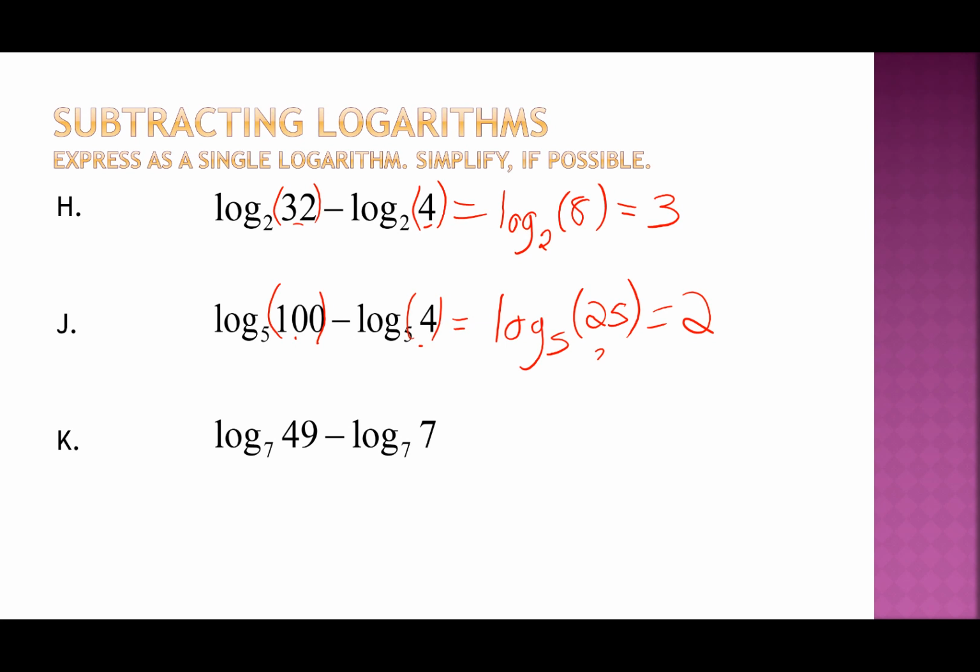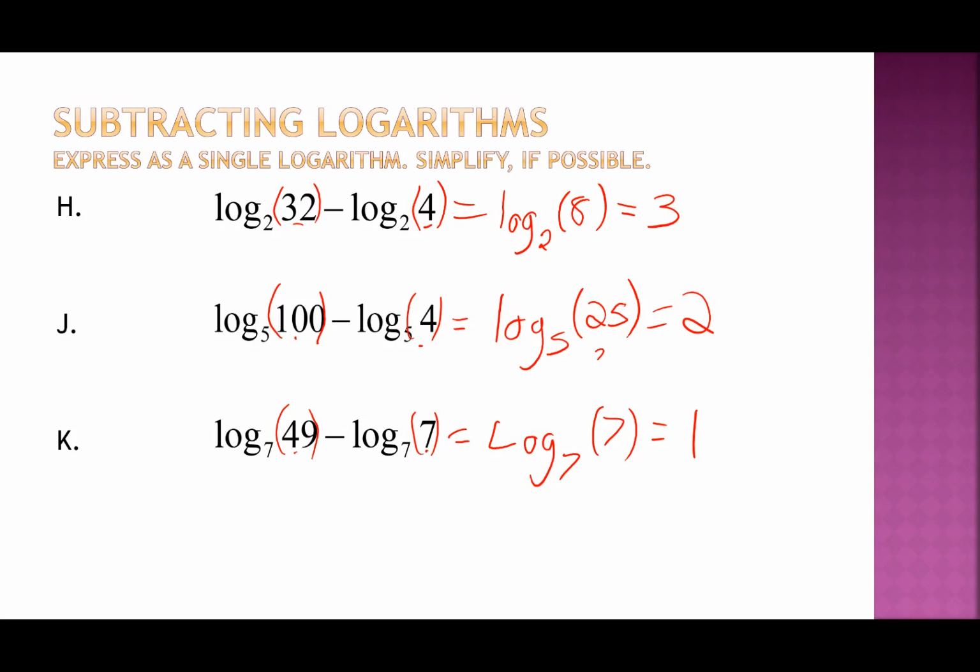Let's look at this last one. Log base 7 of 49 minus log base 7 of 7. So again, you combine them, they get the log base 7. And 49 divided by 7 is 7. And we should know this. Whenever these values are the same, this just equals 1. And it equals 1 because 7 to the first power equals 7.